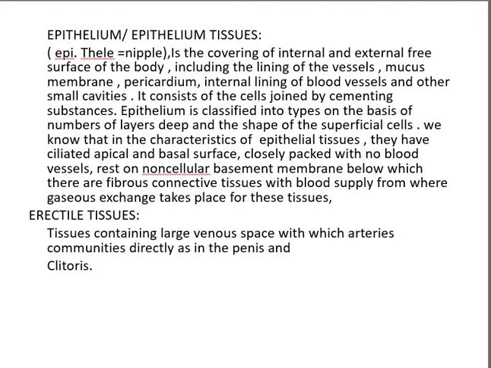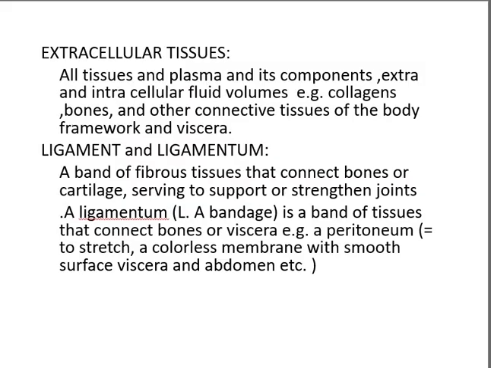Erectile tissues: tissues containing large venous spaces with which arteries communicate directly. For example, these erectile tissues are found in the phallus, that is the penis and clitoris of the human body. Extracellular tissues: all tissues and plasma and its components, extra and intracellular fluid volumes are included in these tissues. For example, collagens, bones, and other connective tissues of the body framework and viscera are extracellular.